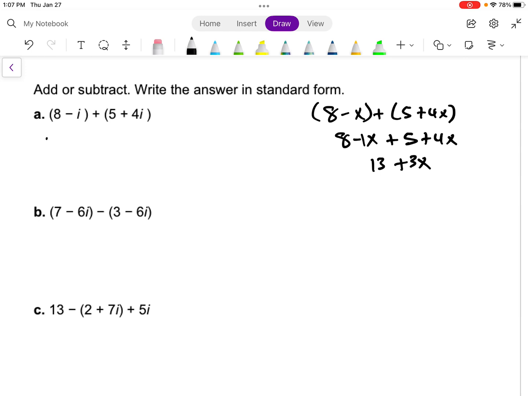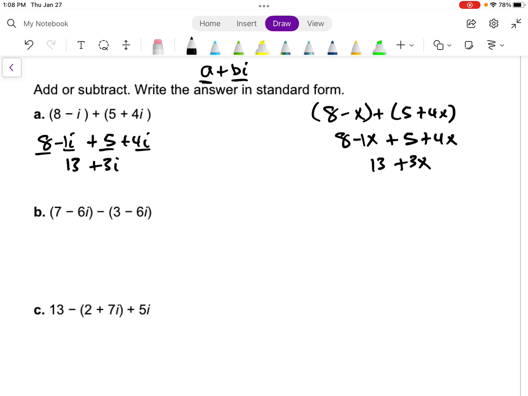So we're going to write them without the parentheses, 8 minus i plus 5 plus 4i. Okay, now we're just going to combine like terms, 8 plus 5. Right, those are like terms. And then I have minus 1i plus 4i would be plus 3i. That's as far as we can go. By the way, when you write an answer, we're always going to write it in this form. So the real number part comes first, and the imaginary part, the i part, comes second.